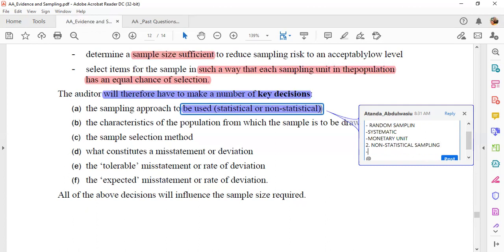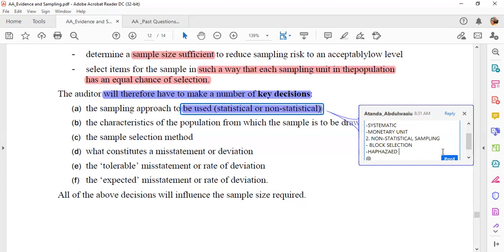Under non-statistical, we have what we call block selection sampling. And we also have another one called haphazard sampling. So these are the two types of sampling under non-statistical, that is, those that do not use probability theory. Statistical sampling uses probability theory.